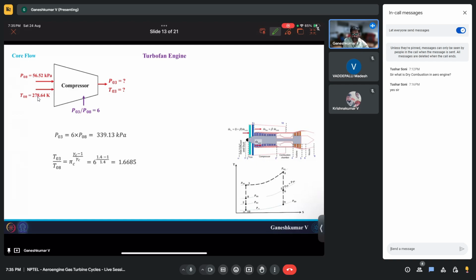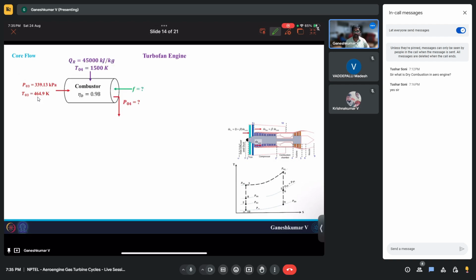And if you substitute these values, you will end up having a higher temperature, which is around 464.9 Kelvin. Okay. Now, the next component that you have is the combustion chamber, and across the combustion chamber, actually, there's no efficiency. For some reason, here it is coming. It's an error. I will remove that burner.